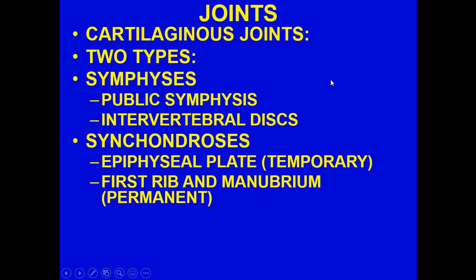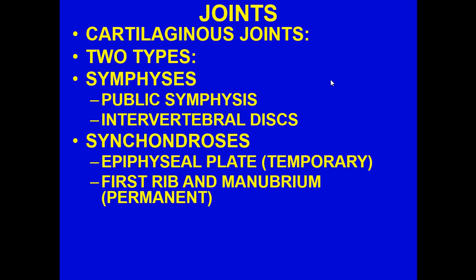Cartilaginous joints are of two types, the symphyses and the synchondroses. Now, for the symphyses, the two areas you're going to see are the pubic symphysis, that's the joint between the two coxae sets of bones, and also the intervertebral discs, all right?